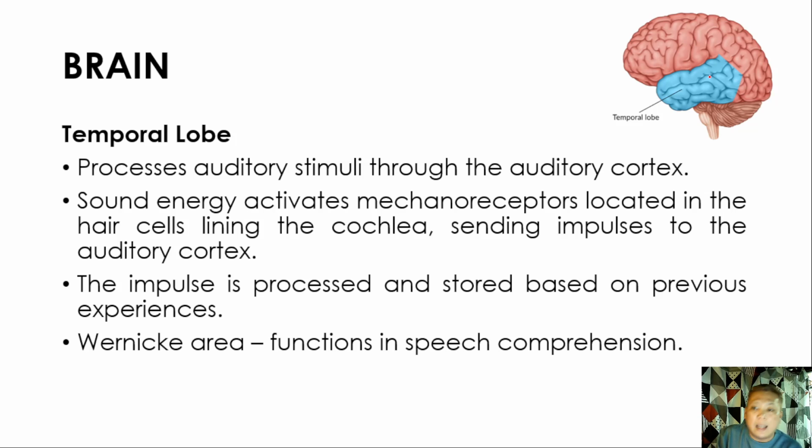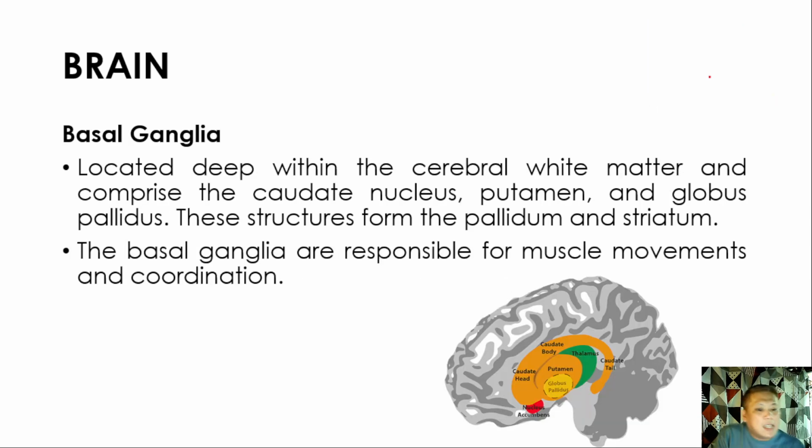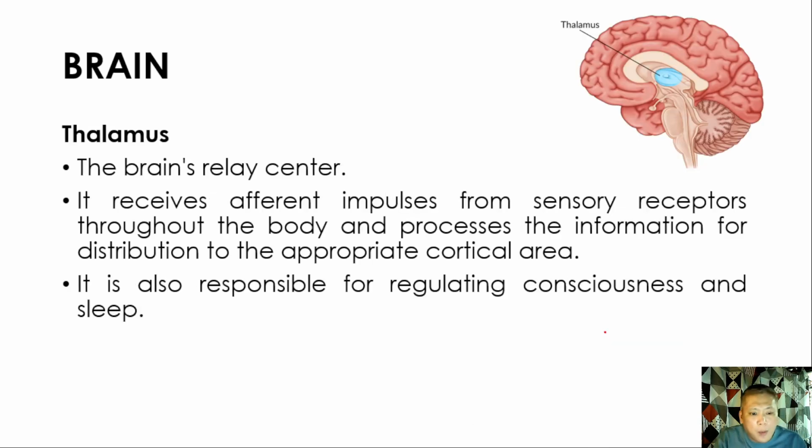Yung mga natatandaan nila. Next is your basal ganglia. Ano naman yung basal ganglia? Sabi natin, located deep within the cerebral white matter and comprise the caudate nucleus, putamen, and globus pallidus. This structure form the pallidum and the striatum. And the basal ganglia are responsible for muscle movement and coordination. So, yun yung nasa base ng ating brain natin. So, ibig sabihin, siya gumagana.